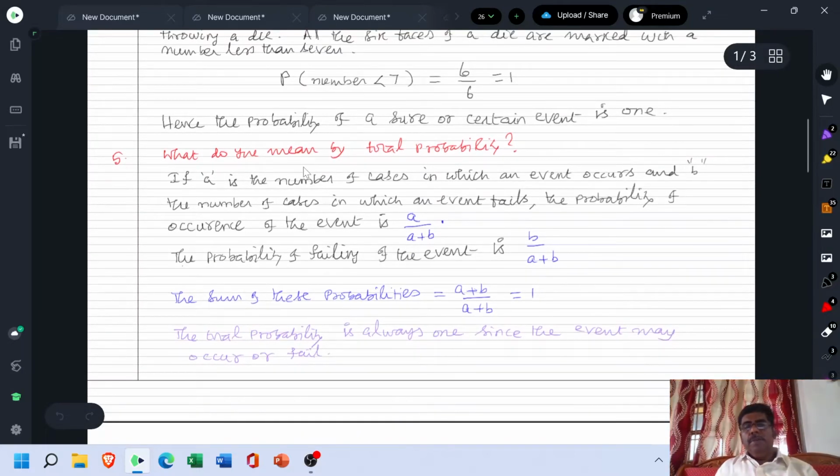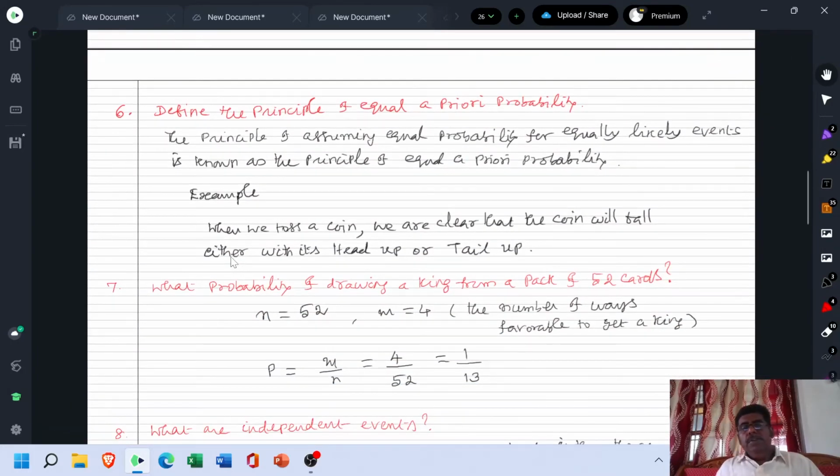What do you mean by total probability? If A is the number of cases in which an event occurs and B the number of cases in which an event fails, the probability of occurrence of the event is A divided by A plus B. The probability of failing of the event is B divided by A plus B. The sum of these probabilities is equal to A plus B divided by A plus B, equal to 1. The total probability is always 1 since the event may occur or fail.